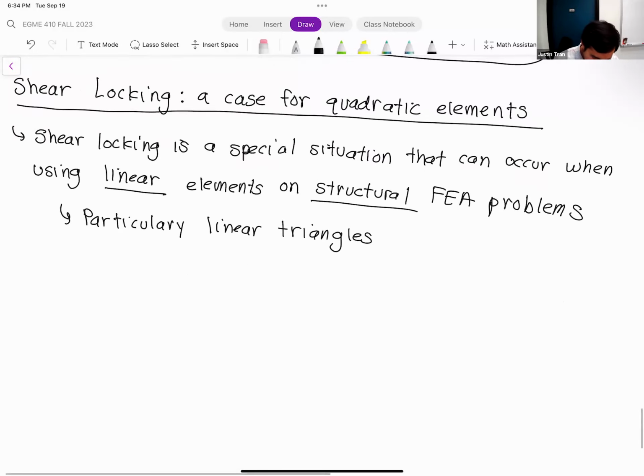But it all has to do with the form of the shape function. All right. And the reason this happens is due to the unique mathematical form of the solid mechanics equation. Okay. Before I jump into that, let's recall that when you're solving structural finite elements, the primary solution variable that ANSYS will solve for is the deformation or the displacement.